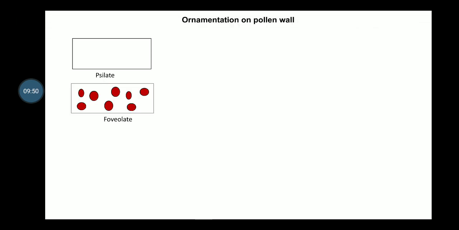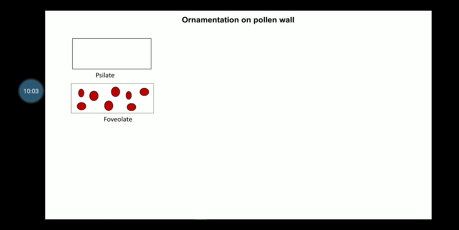Next, come to the portion of ornamentation on the pollen wall. The first type of ornamentation is very simple, and that is the ornamentation type in which sculpturing elements are absent. The first one is called psilate, that is without any type of surface ornamentation, and there are some pit-like structures which are less than 1 micrometer in length.